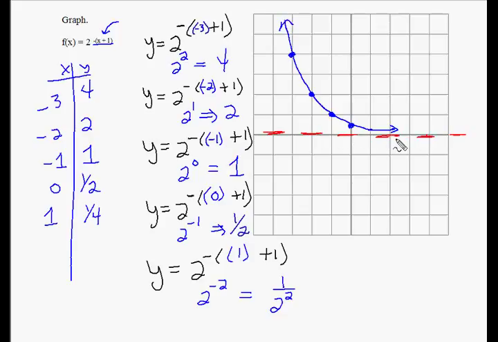lower than the x-axis. And again, why isn't it going any lower than the x-axis? It's because there's no number added outside of the exponent. So you could add 0 and not change the problem, and that's where our asymptote is.